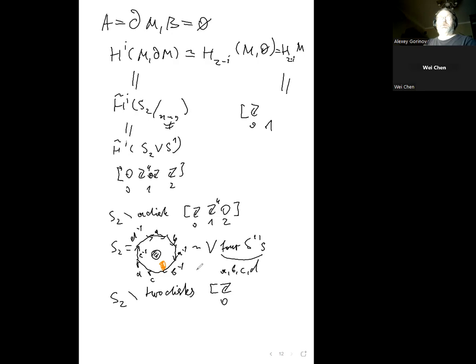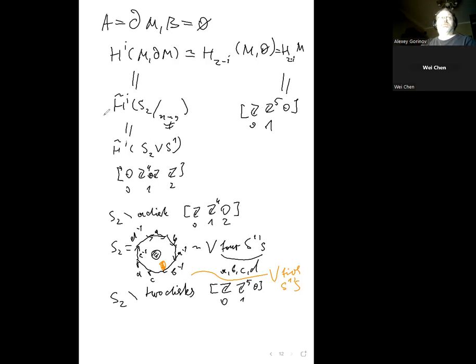So the result will be a wedge of 5 S1s. Not 4, but 5 this time. So I get Z5 in degree 1 and 0 in degree 2. So the answer is Z5, 0.